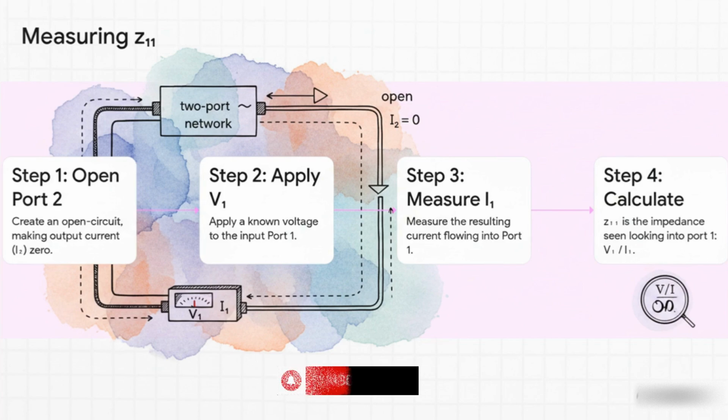Simple. First, you just leave the output port totally disconnected. That's an open circuit, so no current can flow out. Then you apply a voltage you know to the input, and you measure the current that flows in. The last step? Just divide that voltage by that current. That's it. That ratio is our parameter, Z11. We can find all the others using similar little tests.